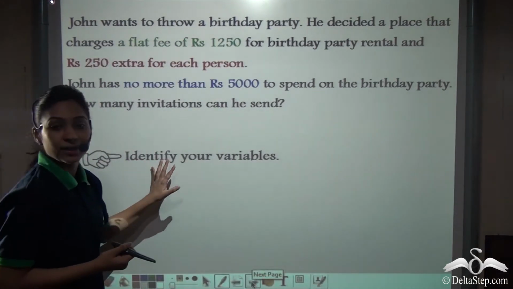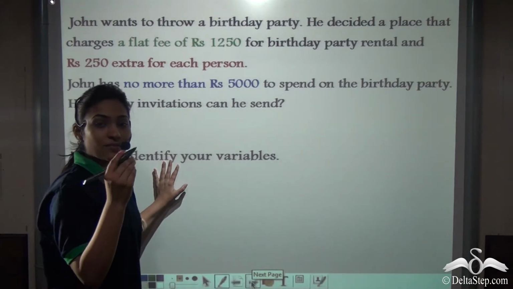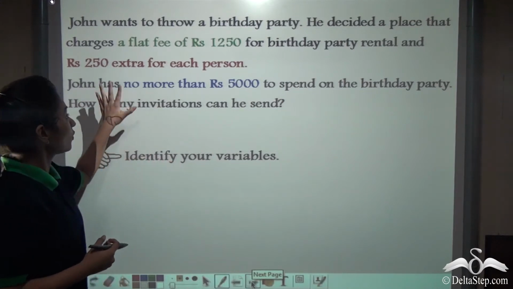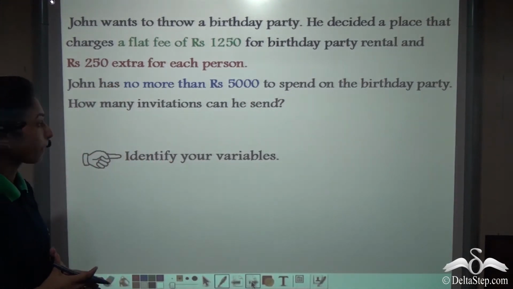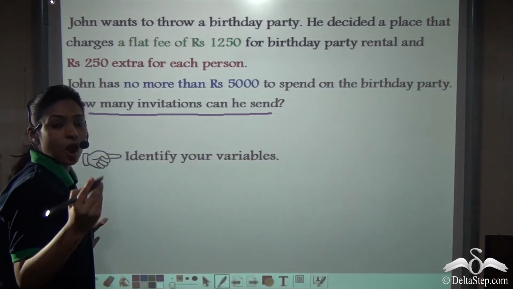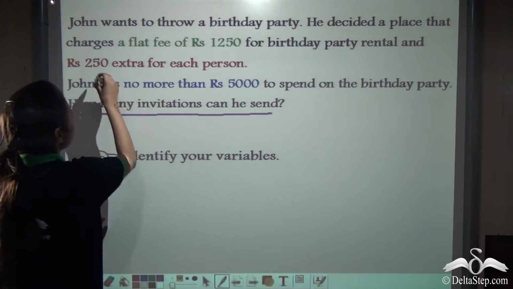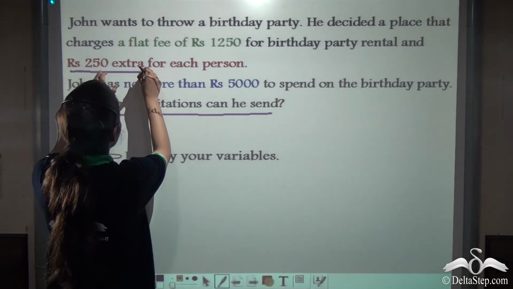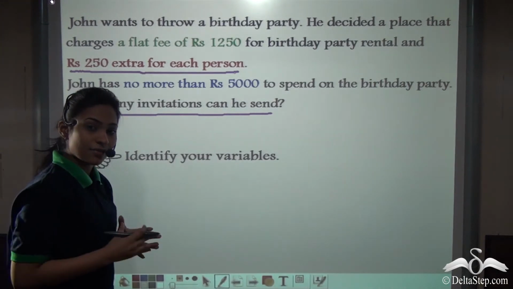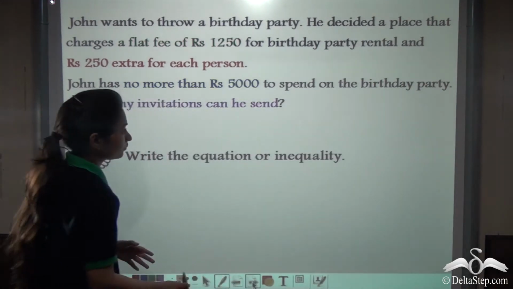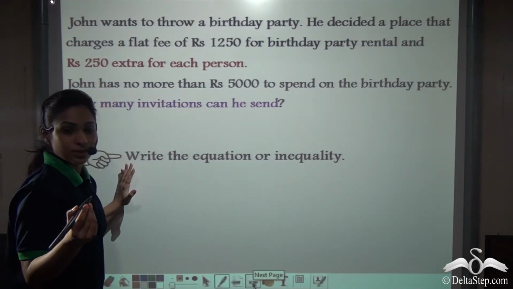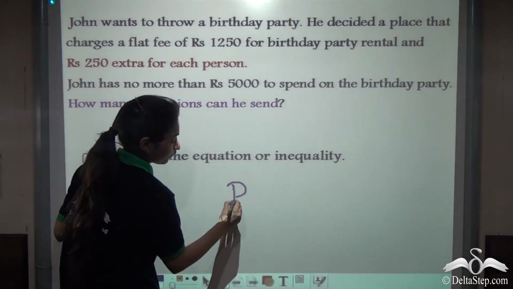Now, you need to identify your variable. You know that whenever we solve inequations, we have a variable to which we have to solve. Here, what is our variable? Can you tell me? We have to find out how many invitations he can send. That is, how many persons he can invite, and it is also given that 250 will be charged for each person that is invited. So the number of persons is our variable. So if we take the number of persons invited to be P.